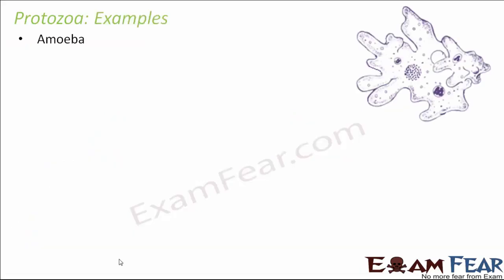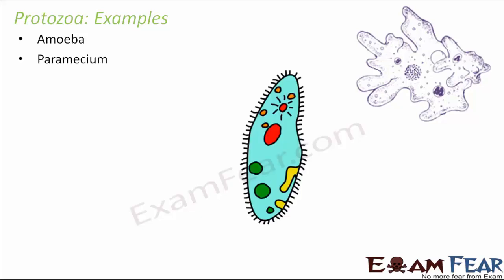Some of the examples of protozoa are amoeba. Amoeba is again unicellular. So here in the picture you can see this is how an amoeba looks like. So this is just one cell. So this cell will do all the required processes like ingestion of food, egestion of food. So everything will be done by this one cell.